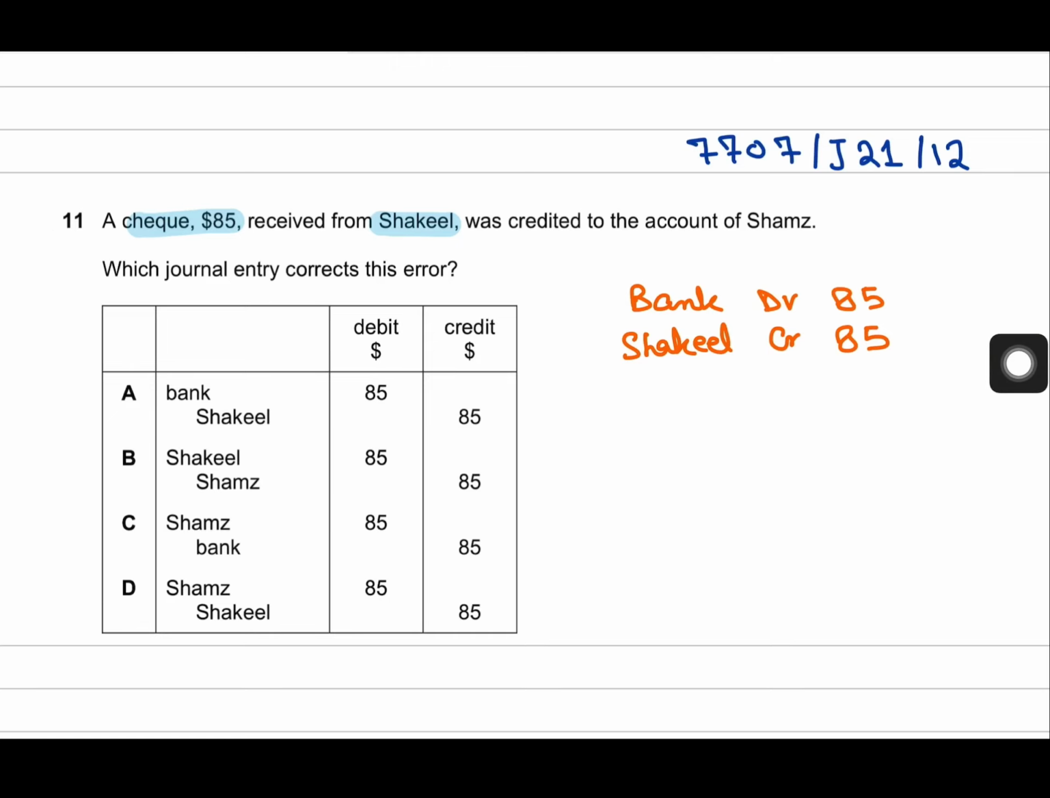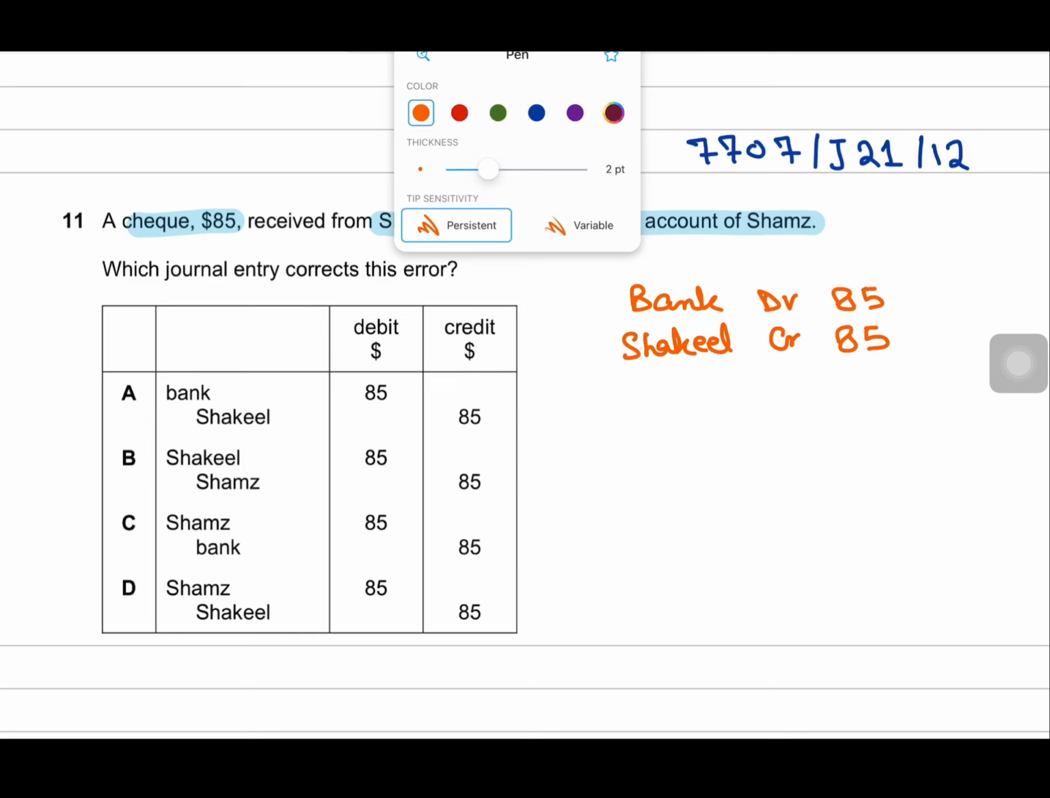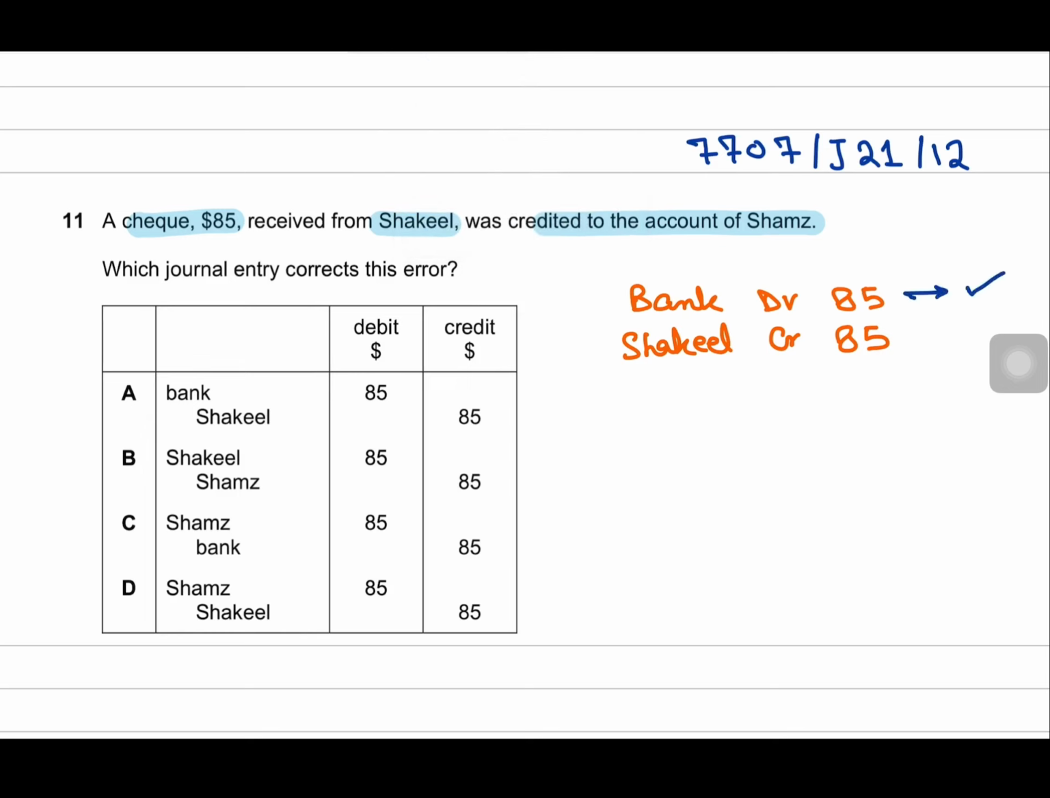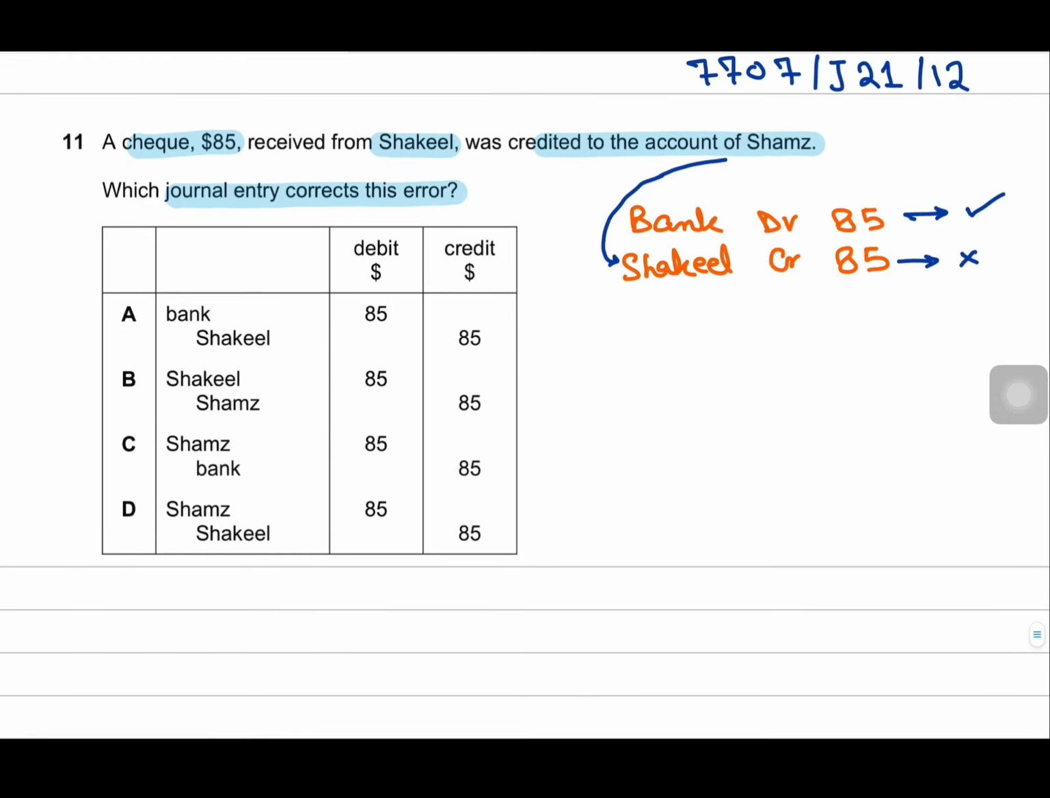However, what has been done was credited to the account of Shams. So this means that this part of the double entry, the debit part, is correct. However, this part is wrong. Instead of crediting Shakil, we have credited Shams. Now the question asks us to make the journal entry which will correct this error, right? So before even reading the options, we can make the correcting entry ourselves. So first of all, will I use bank again to make the correcting entry? No, bank will not be used because this part of the double entry is correctly recorded. However, the credit part is not right.